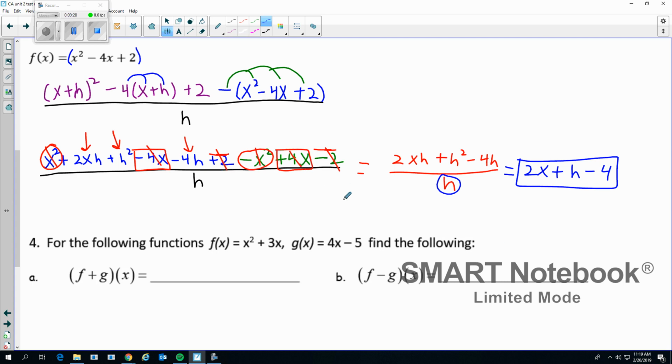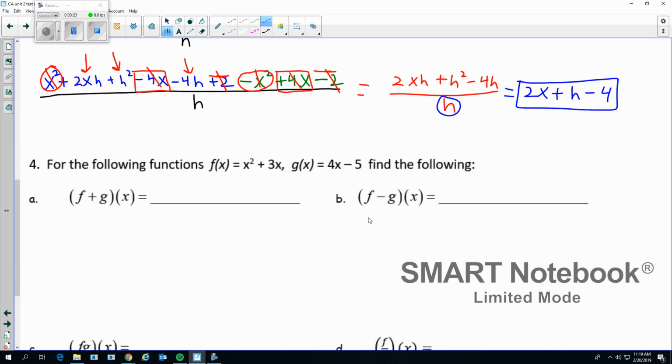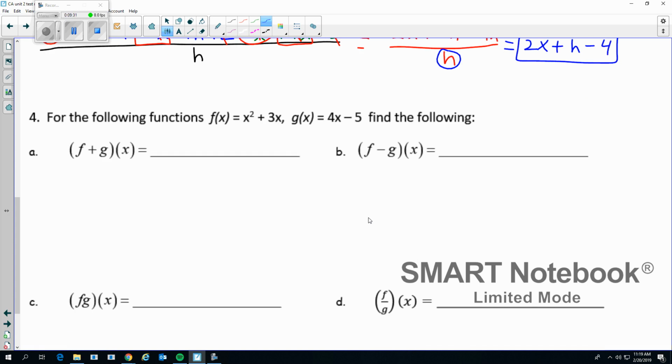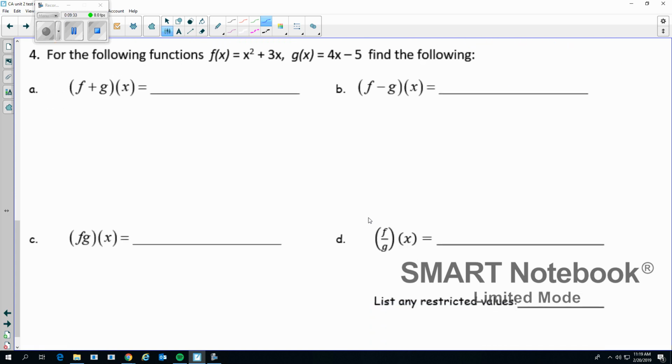Okay, I'm going to go ahead and finish this page off here. Right here we're doing the algebra of functions, so we're going to add, subtract, multiply, and divide. On the division, it's really easy. You just need to list any restrictive values you come across.